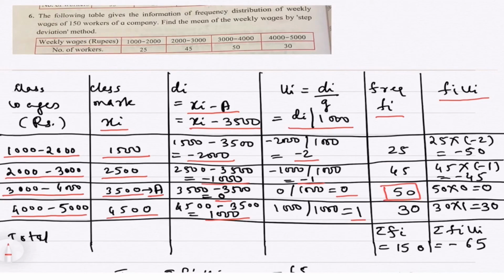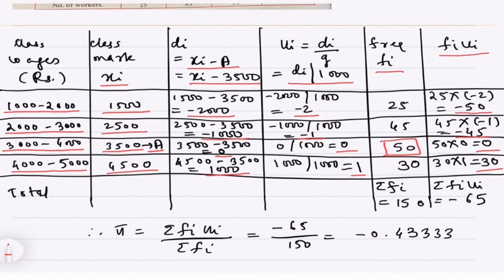First frequency is 25 into minus 2 gives us minus 50. 45 into minus 1 gives us minus 45. 50 into 0 is 0. 30 into 1 is 30. Now next again we want sum fi, that is 25 plus 45 plus 50 plus 30, which gives us sum fi as 150. Sum fi ui, minus 50 plus minus 45 plus 0 plus 30 gives us minus 65 as the answer.